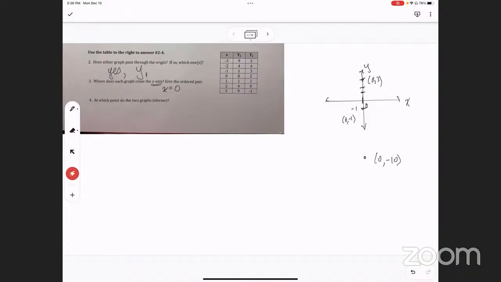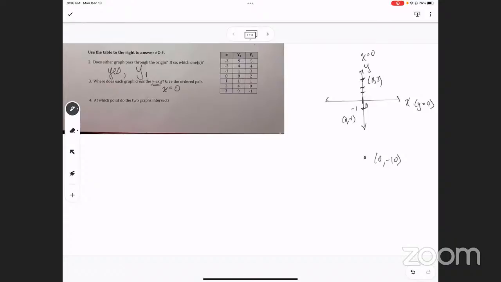What's true about all of those points? The x coordinate is equal to 0. In fact, that's what this line is. That line is not y equals 0. That line is x equals 0. The y-axis is x equals 0. The x-axis is y equals 0. That makes sense?